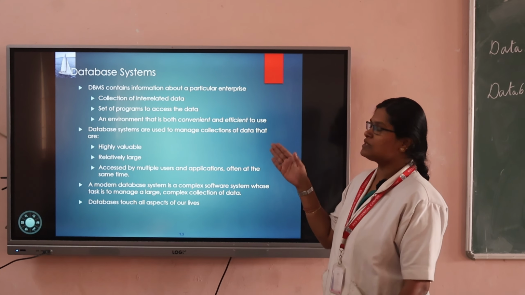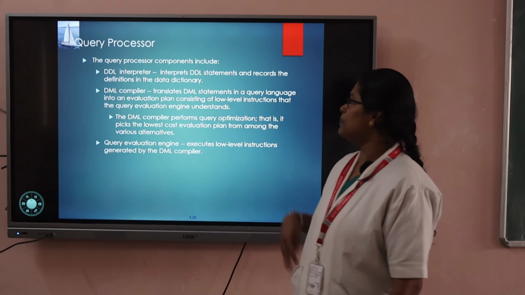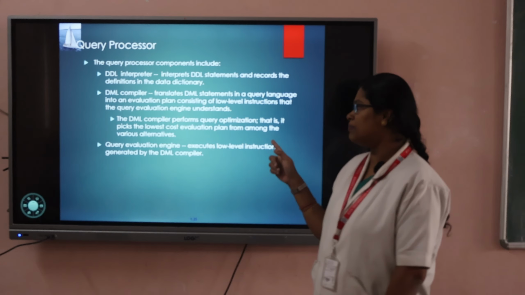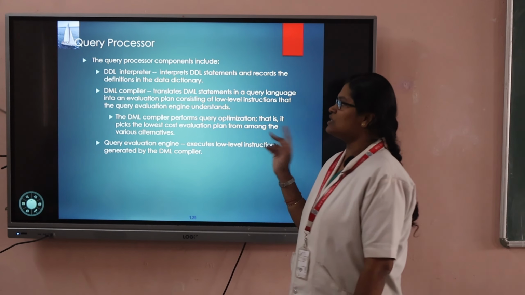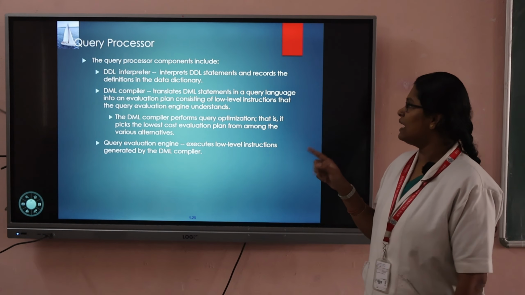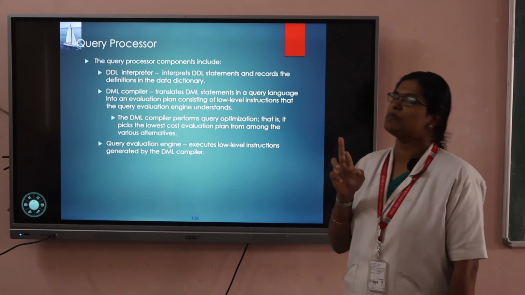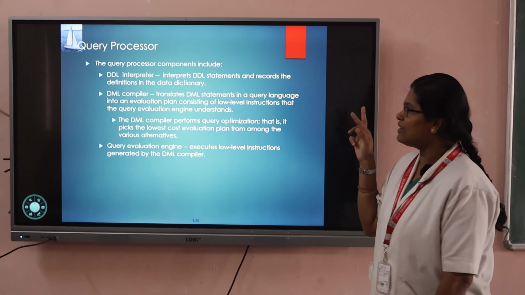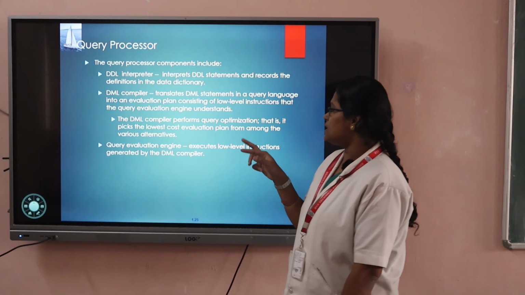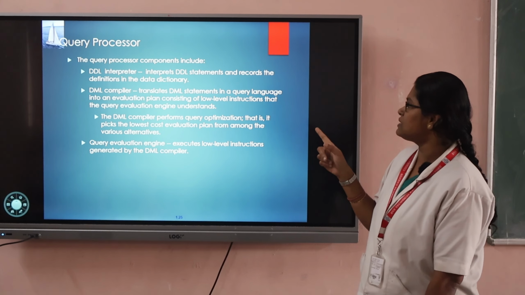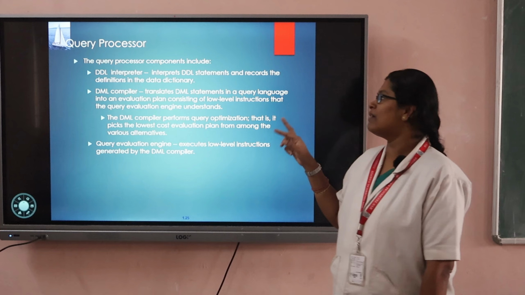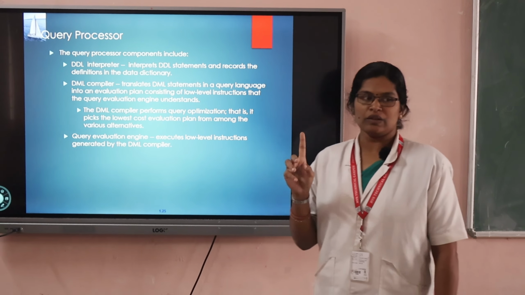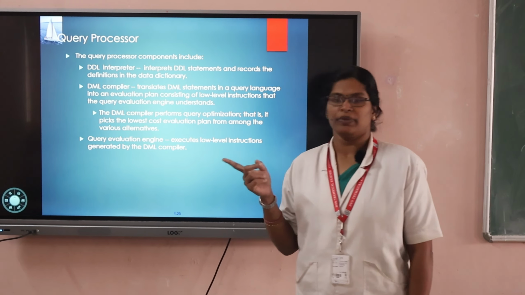So DBMS is a software which is a processor. Query processor components include DDL interpreter, DML compiler, as well as query evaluation engine. The DDL interpreter interprets DDL statements. DDL statements are nothing but a query, and it records the definitions in the data dictionary. DML compilers translate DML statements in a query language into an evaluation plan. Evaluation plan is nothing but one query accessed in a different form.